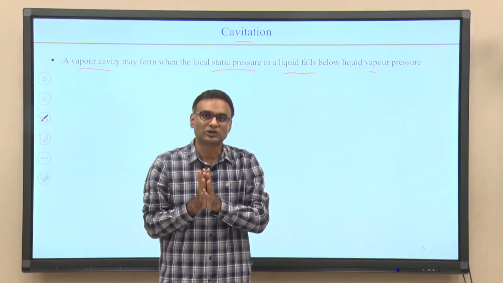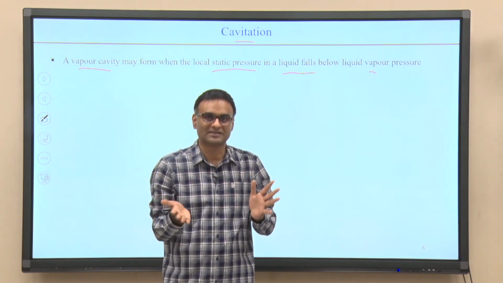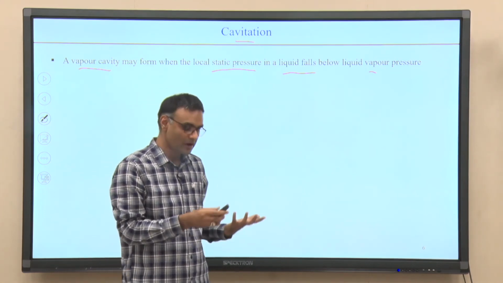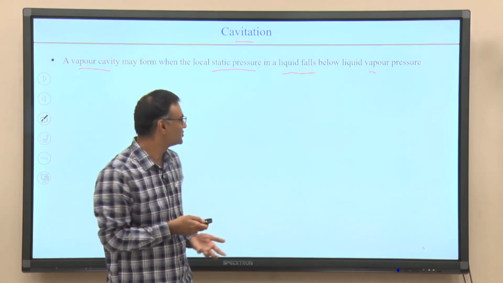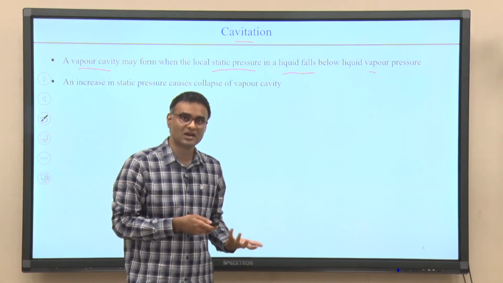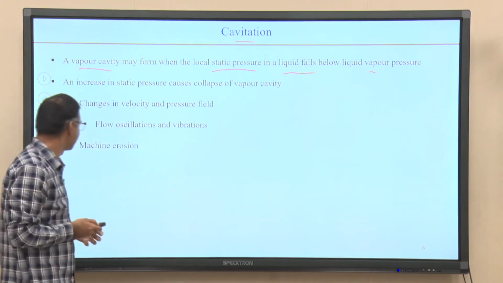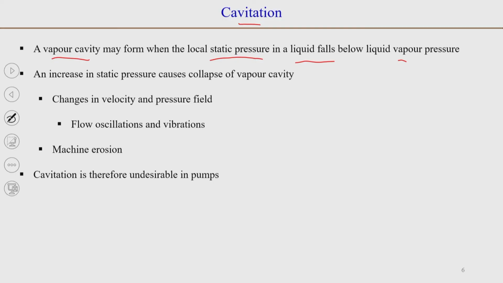So, this collapse is not good for the machine, it is not good for the flow. You will have a lot of oscillations in the flow, and those oscillations can damage your machine, can damage your impeller. So, it needs to be avoided. Okay. So, cavitation should be avoided in pumps.